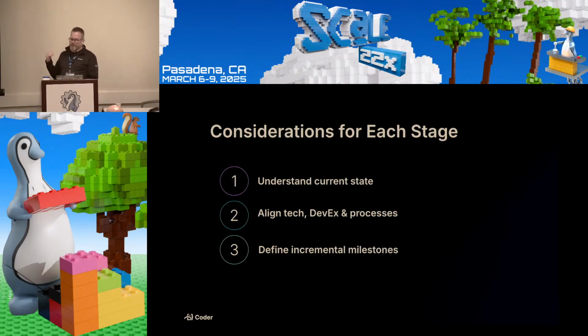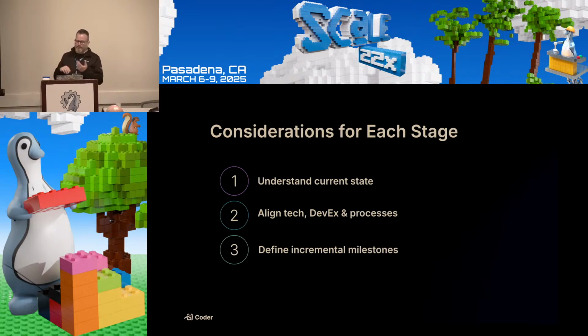Considerations for each stage. Whenever you are either embarking on a stage or you're completing a stage and you're in between, you always want to understand what your current state is. Even if it's a mess when you're getting started, you want to know what that mess is. And then as you move along in the maturity model, you're having more breakthroughs or more traction or more adoption, and that can bring its own problems.